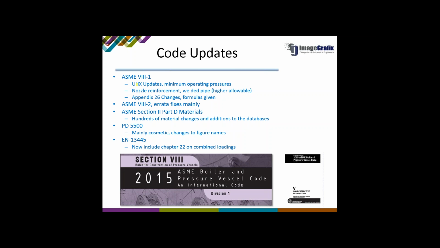Similarly, in the Division 1 code there were obviously some problems in the earlier version. They fixed a few of them, and a few are still pending and they are working on it, and it will get updated in future versions. Then coming to the Section 2 Part D materials, over here they have made major changes, like hundreds of material changes. They fixed the existing materials and they added some new materials. This includes the imperial tables, the metric tables from both Section 8 Division 1 and 2, and the yield stress tables. Okay.